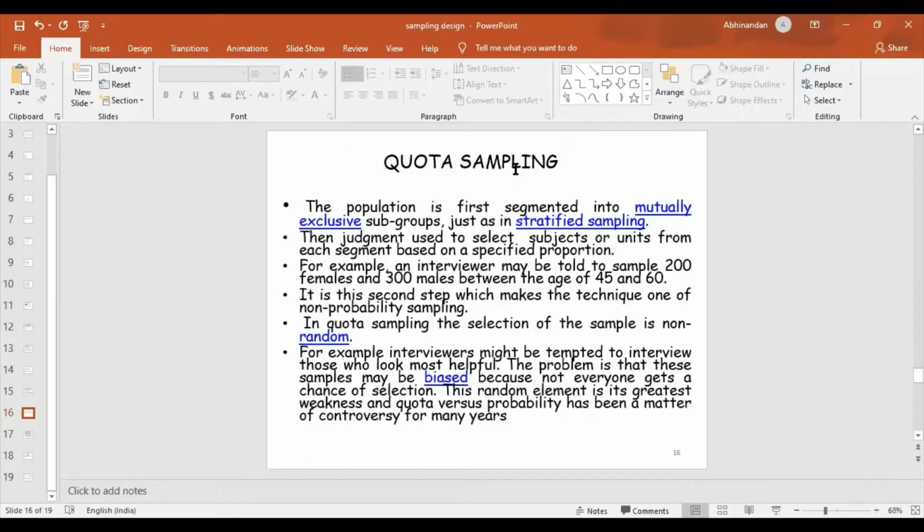In non-probability sampling, there are different methods. The first one is quota sampling. Quota sampling means you fix some quota or some percentage for selection. It is like a reservation system. For example, there are 10 vacancies for a particular job, but the government keeps some reservation, like one post should be for a woman, two posts for ST, three posts for OBC, and the remaining posts for general merit.